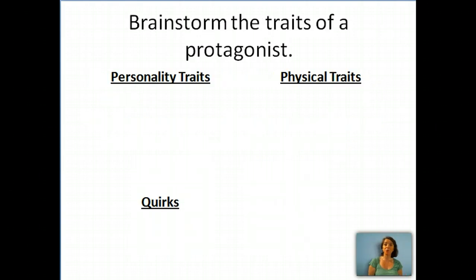Now I'd like you to take some time as a class and brainstorm the traits of a protagonist that you are reading about, whether it be in a read aloud that you're doing together or whatever your reading story is for the class. So there are 3 things I want you to take a look at as you discuss this with your teacher. One is personality traits of that character. Second, the physical traits of that character. And third, some of the quirks that make that character unique. Then we'll come on back and take a look at a few more questions.